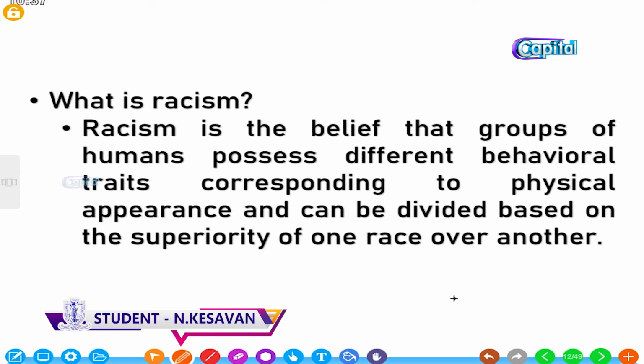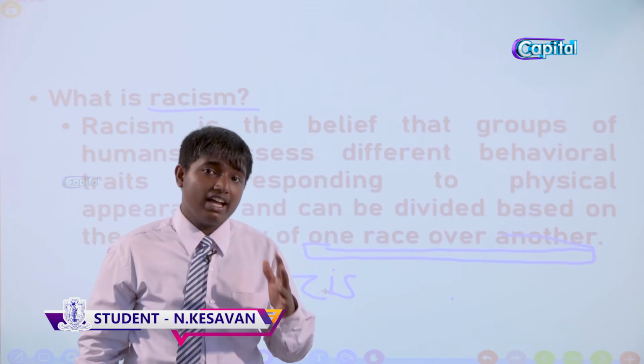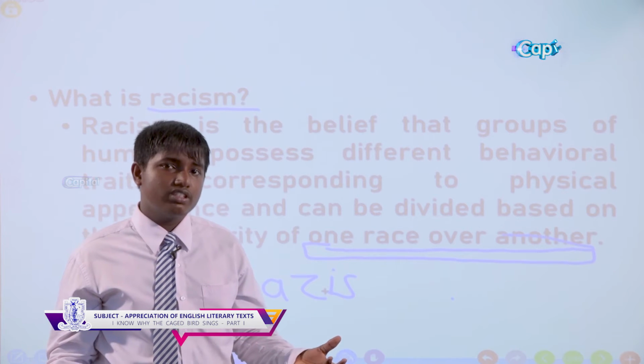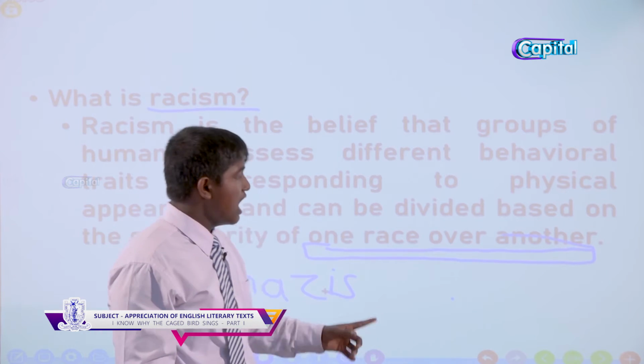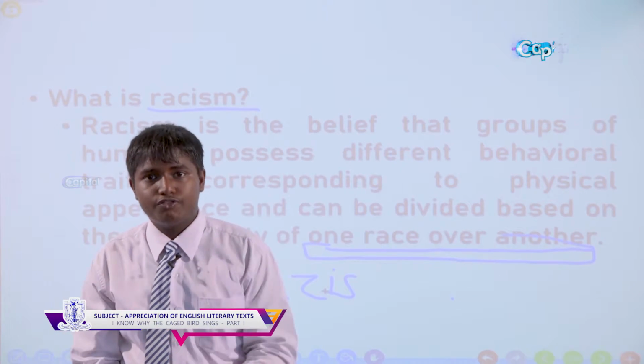So racism is the main theme of this poem. Racism is the belief that groups of humans possess different behavioral traits corresponding to physical appearance and can be divided based on the superiority of one race over another. This is the first phrase you have to mention if you write anything about racism: one race over another. If you want an example, the Nazis thought they were the better and bigger race ever to live in this world, so they killed innocent Jews. Most of the Jews died during World War II because of the arrogance of the Nazis, better to say the racism of the Nazis. That is also what happened in America, which classified white Americans and Afro-Americans.